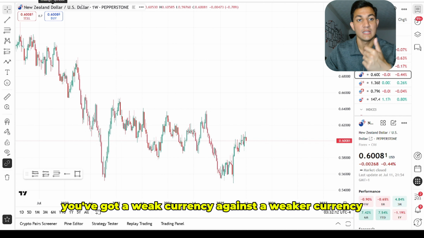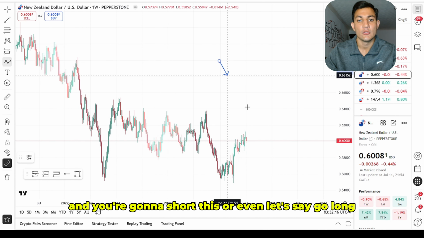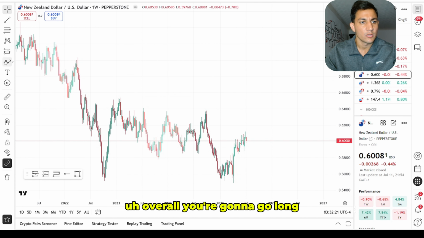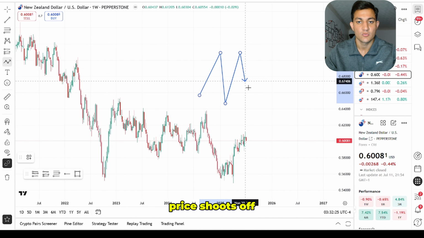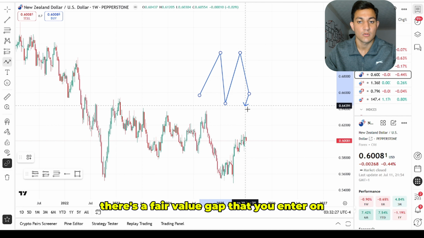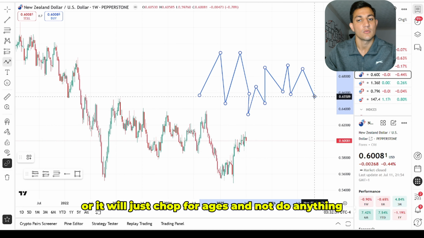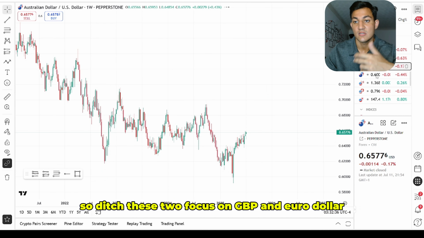You've got a weak currency against a weaker currency. You're going to get chopped. You're going to get bad price action. You're going to short this, or even, let's say, go long, right? Because we're bullish. Overall, you're going to go long. You're probably going to wait for a liquidity sweep. Let's say this is a stop run. Price shoots off. There's a fair value gap that you enter on. And price will still take out your stop loss, or it will just chop for ages and not do anything because you're in a weak currency, right? Against another weak currency.